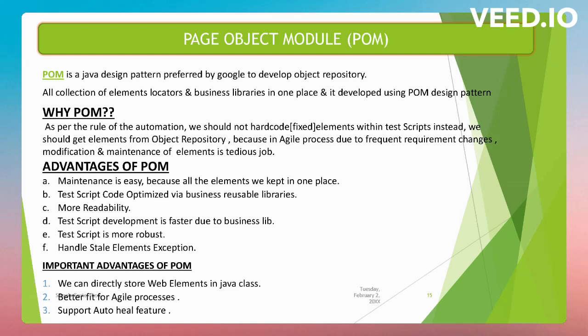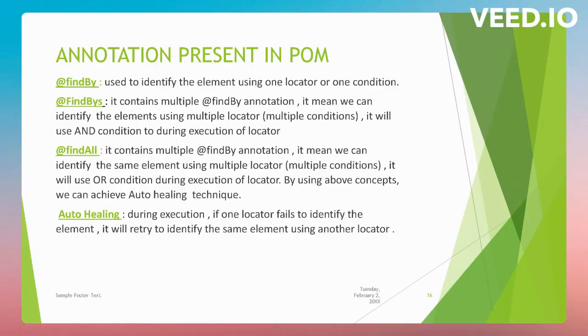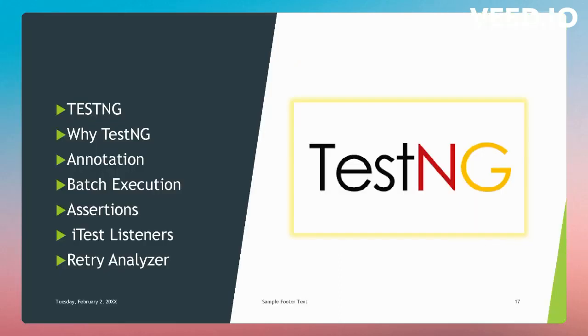Why TestNG? We know about the POM, and we are using POM, in which we have automation annotations like @FindBy, @FindAll, and auto-healing. You can read all these things, and why we are using @FindBy and @FindAll: basically, we use these annotations in our languages. During execution, if one locator fails to identify that element, it will retry to identify the same element using another locator. These are the things in our annotation form. So basically, we have come to TestNG.